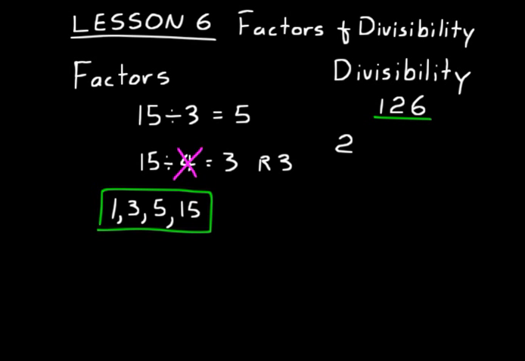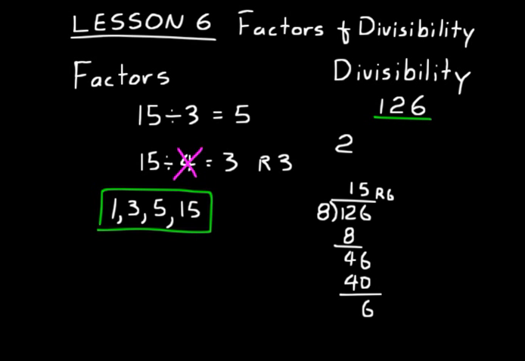Well, we could do that division real quick. 8 is the divisor, 126 is the dividend. 8 goes into 12 one time, and we get 4 when we subtract there. Bring down the 6. 8 goes into 46 5 times. And look, we have a remainder of 6. So 8 is not a factor.